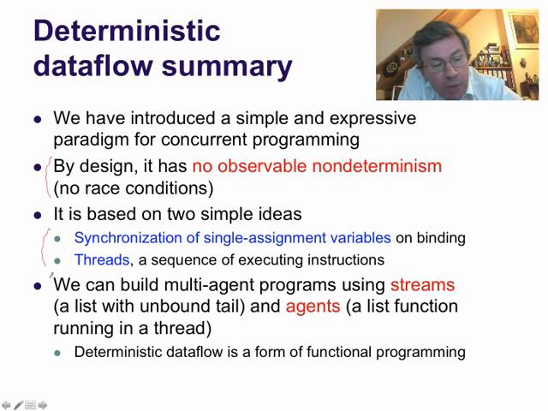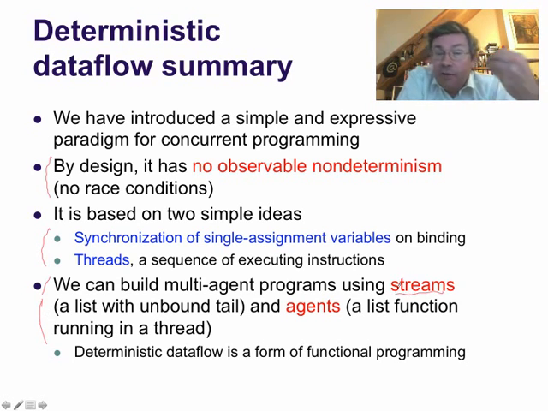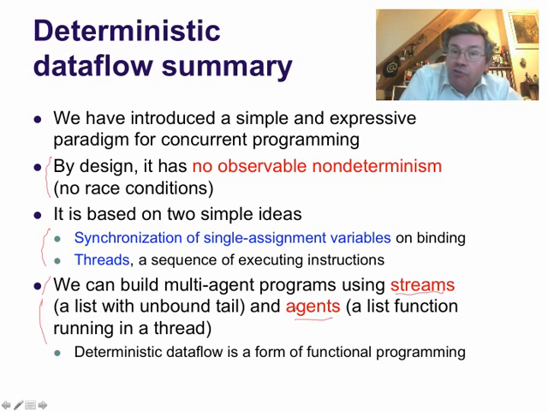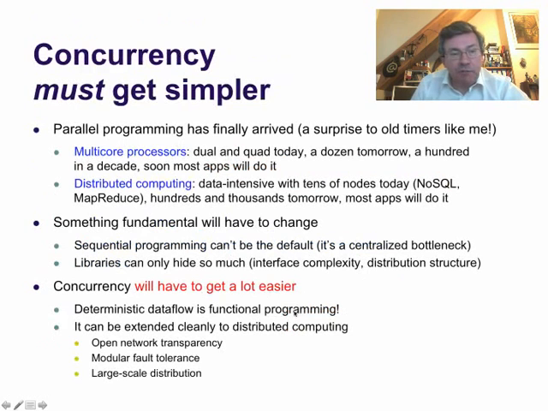With this model, we can build multi-agent programs using the techniques of functional programming, using streams, where a stream is just a list with an unbound tail, and agents, where an agent is a list function running in its own thread. So deterministic data flow is just a form of functional programming. So that's all very nice. Now let's put this in context of concurrent programming on the internet and in society.